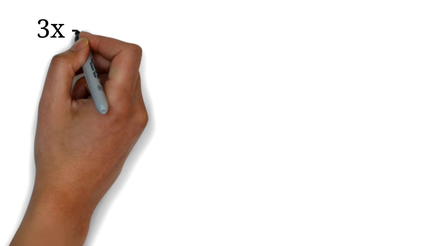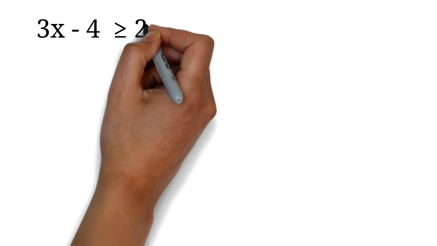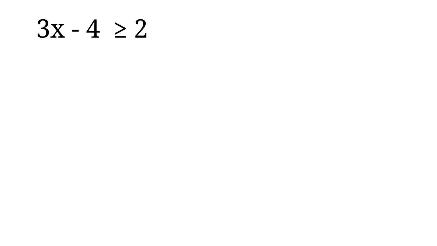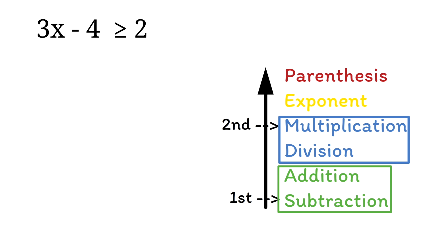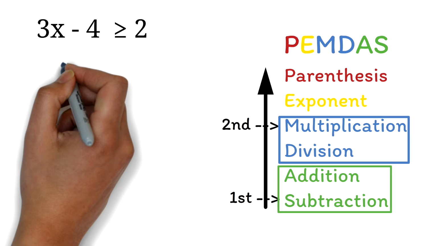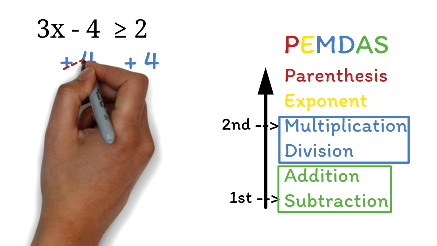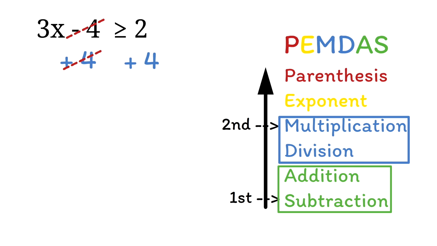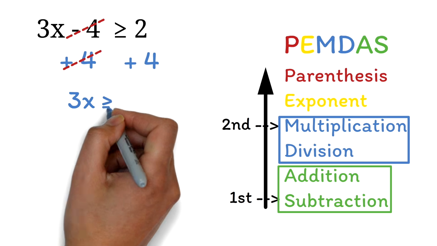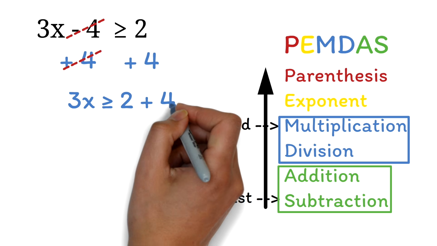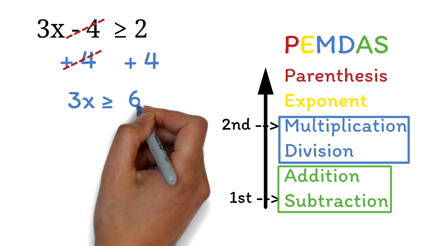We really appreciate it. 3x minus 4 is greater than or equal to 2. So to solve this inequality, just like we do when solving two-step equations, we will use the reversed order of operations in PEMDAS. So we first add 4 to both sides of the inequality. This gives us the expression 3x greater than or equal to 2 plus 4. 2 plus 4 is 6.